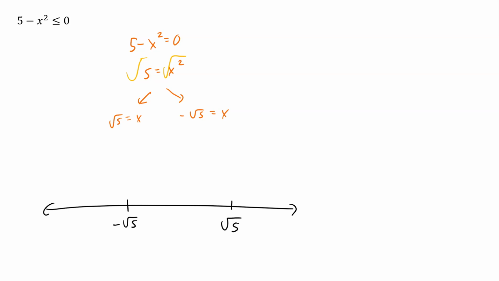In this case, each of those is going to get a closed circle, because if I plug √5 or -√5 in, I know that that makes this 0. That's where those came from, and 0 will be less than or equal to 0. So those do work in our inequality.